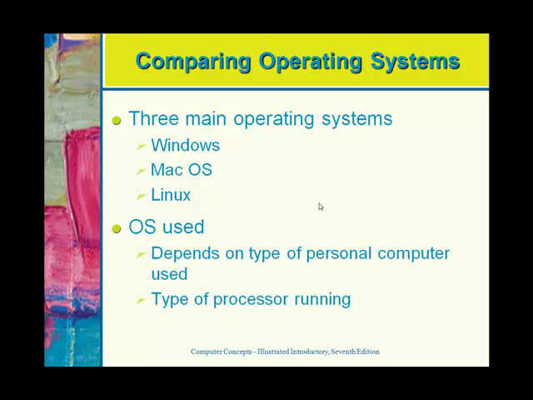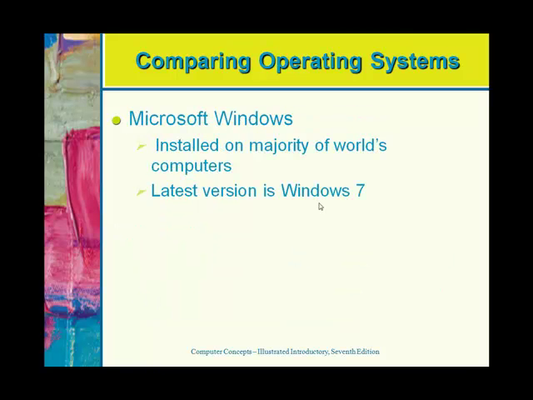Which one you use really depends on what type of computer you have and your ability as a computer user. For example, Linux is an operating system that is not geared towards a beginner. Mac OS only runs on an Apple machine. Right now, Microsoft Windows is what is installed on the majority of the world's computers, and the latest version just came out recently. If you're reading your textbook, it says the latest version is Vista, but as you may have heard recently, and some of you may have already upgraded to Windows 7, that is the current version on the market.